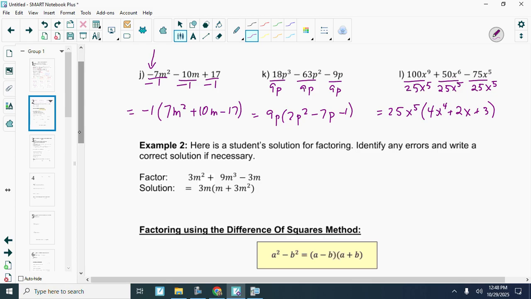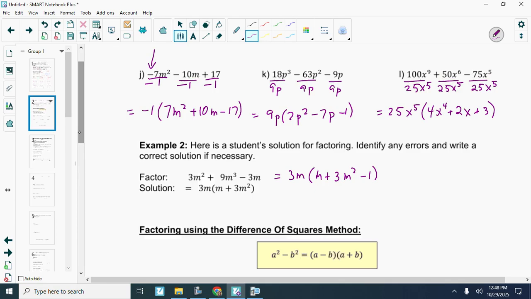Here's a student solution for factoring. Identify any errors and write a correct solution if necessary. One of the things that I've always talked about is do your own solution and then compare it to the student's, just to see if you can pick up the error that way. So I'm looking at this and we're still doing GCF. I could pull out a 3m from all of those, and I'd be left with an m plus 3m squared minus 1.